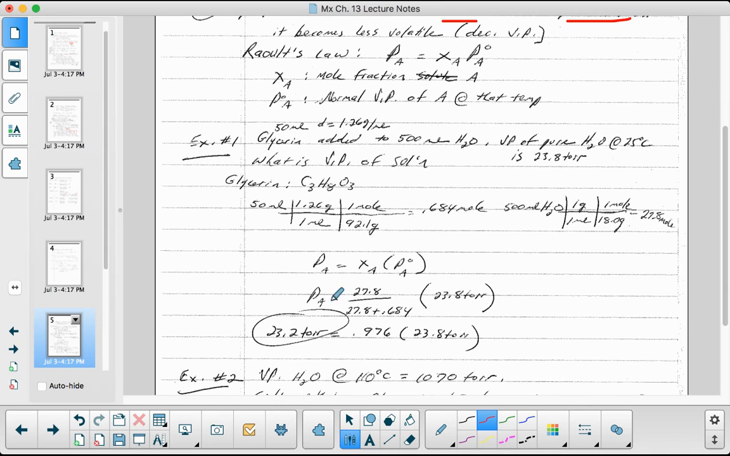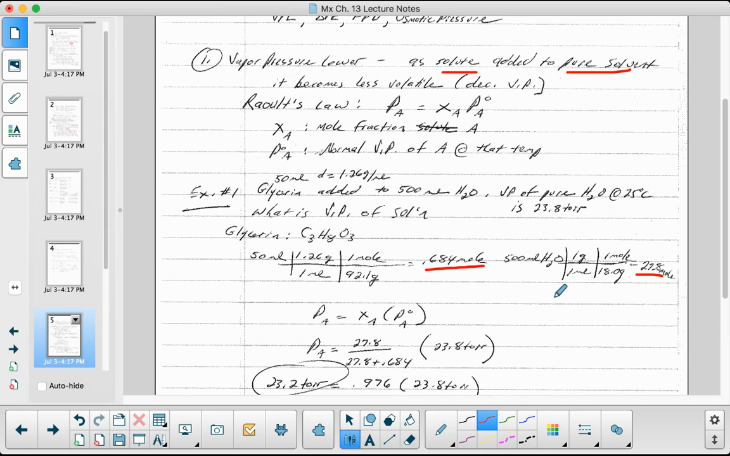Then what I want to find is the new vapor pressure of the solution. So I take the mole fraction of my solvent, which is the water, the moles of the solvent over the total number of moles. So I've just added the moles of the glycerin and the moles of the water to get my total moles. And then I use the vapor pressure of my pure solvent water. And so now I'll know what the vapor pressure of the solution is.